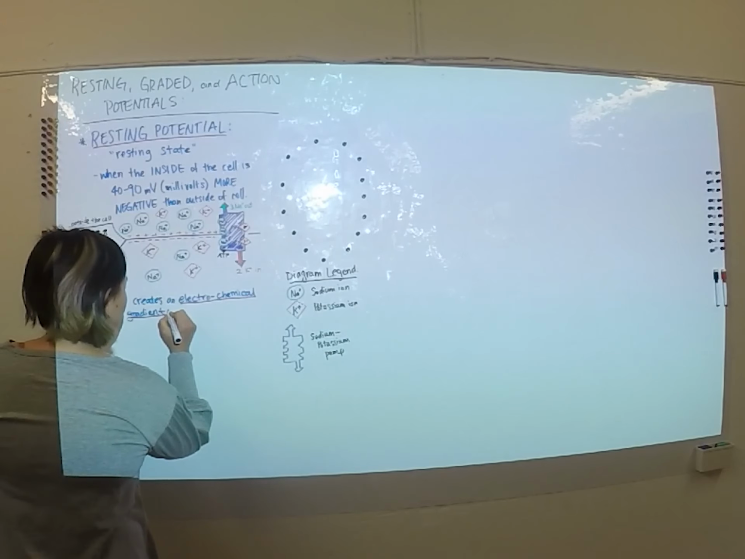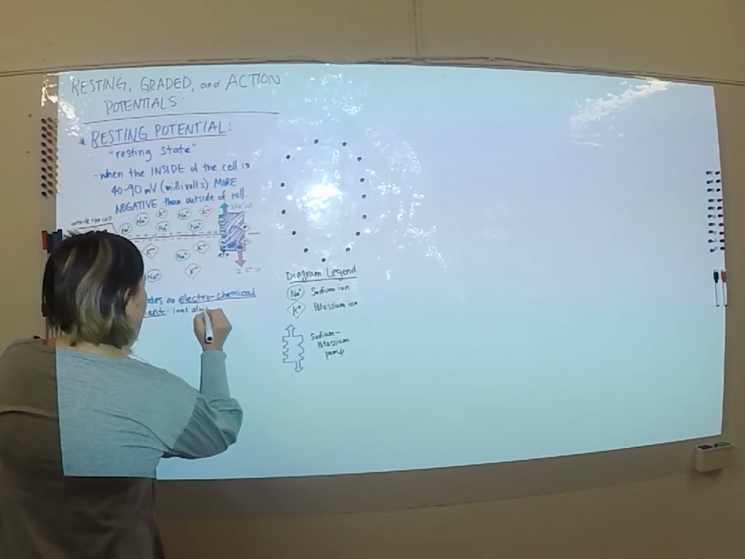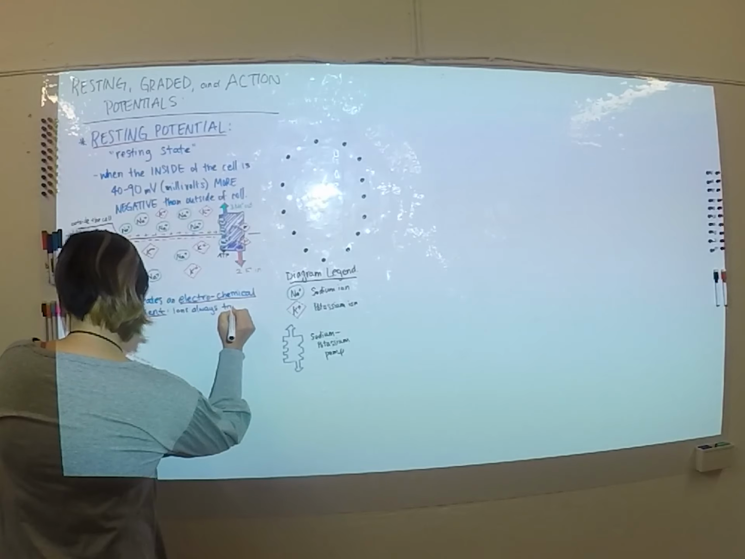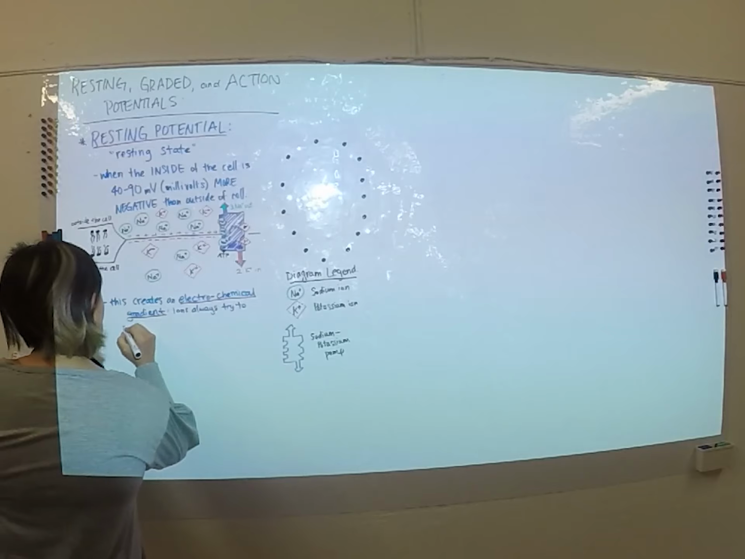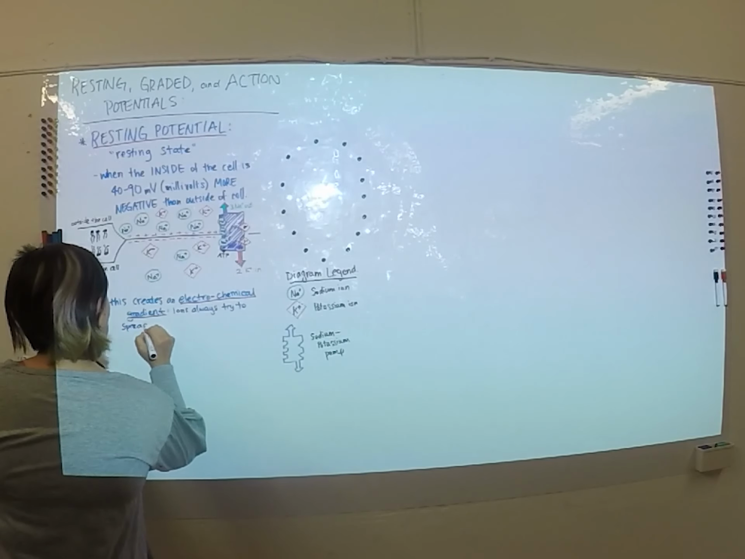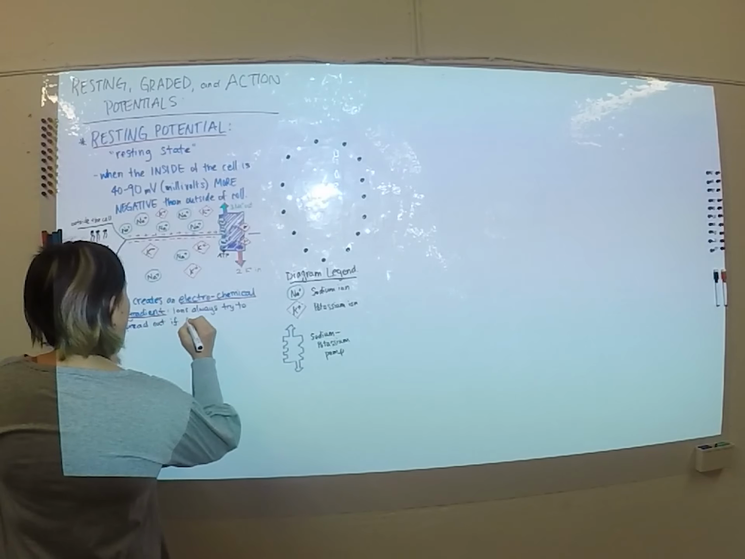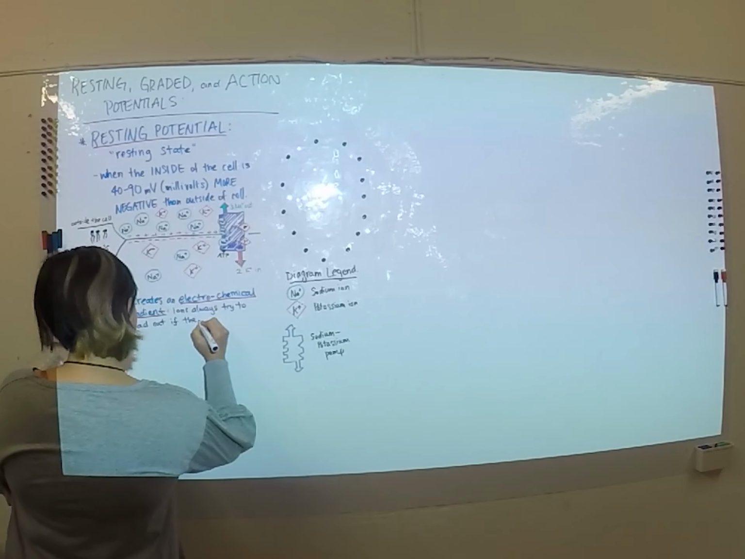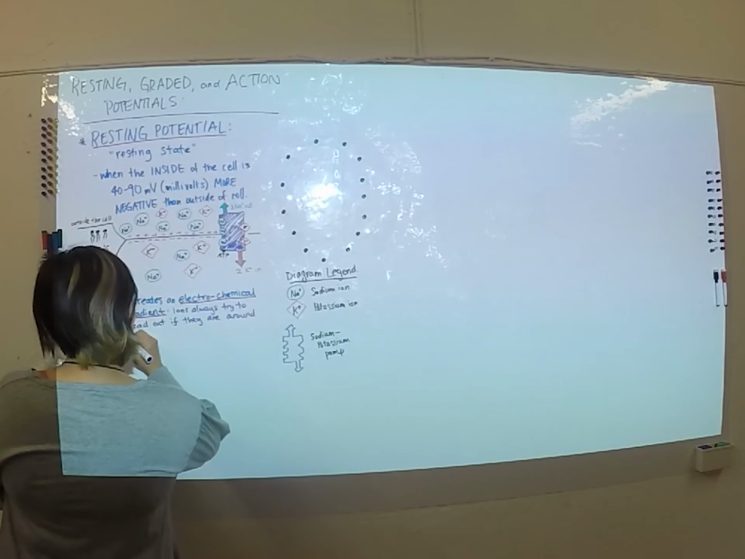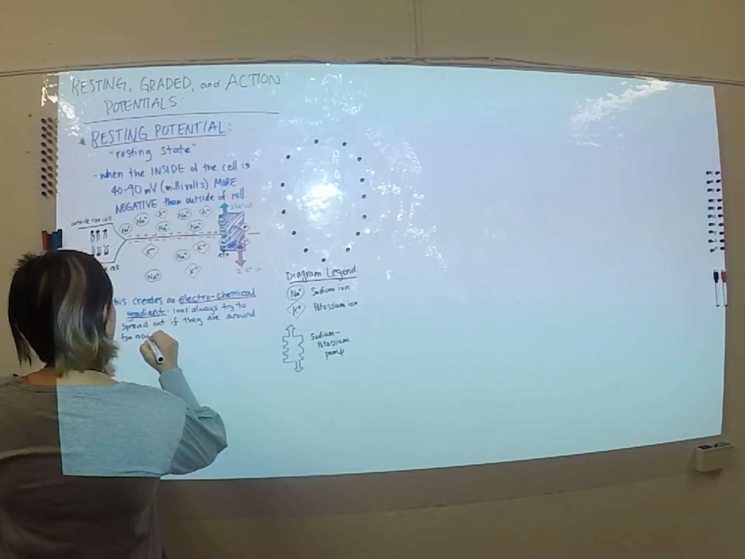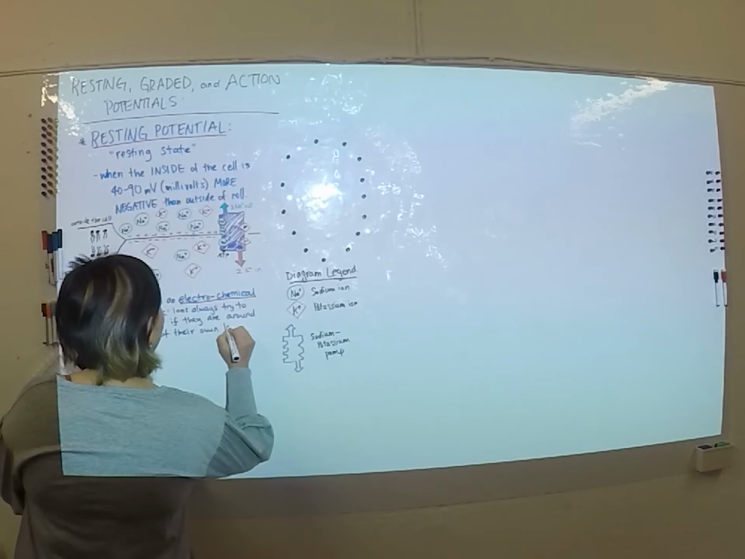So let's define it like this. Ions always try to spread out if they are around too many of their own kind.